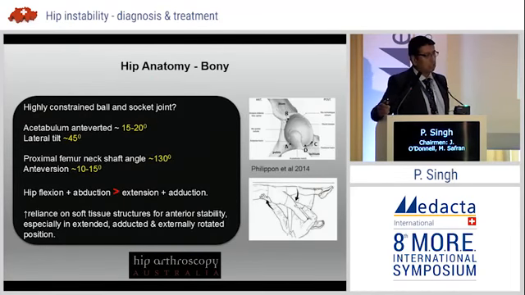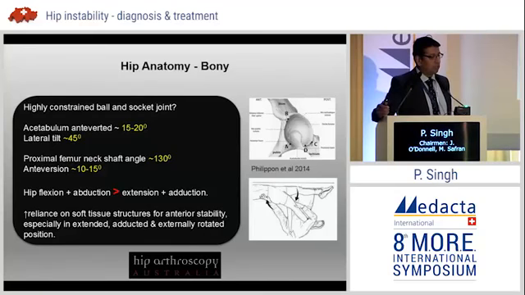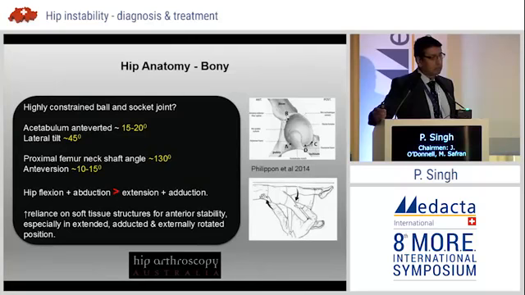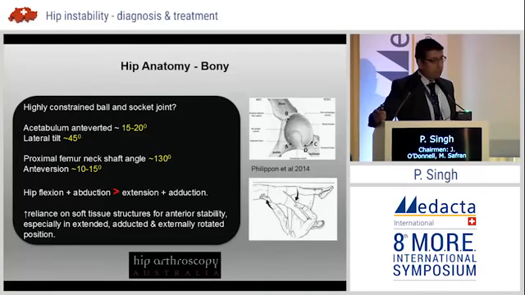So when discussing the bony elements of the hip joint, we've traditionally been told that the hip joint is a highly constrained ball and socket joint, but is it really a highly constrained ball and socket joint is the question. We know the acetabulum is anteverted, and there's a range for this, 15 to 20 degrees, with a lateral tilt angle of 45 degrees. Proximal femoral anatomy varies, average of about 130 degrees with an anteversion angle of 10 to 15 degrees. And what we do know, though, is in the positions of hip extension, adduction, external rotation, we rely enormously on the soft tissue structures to provide hip stability.